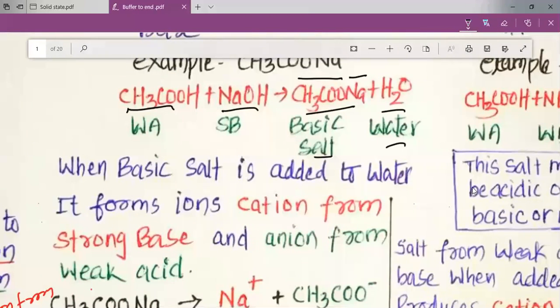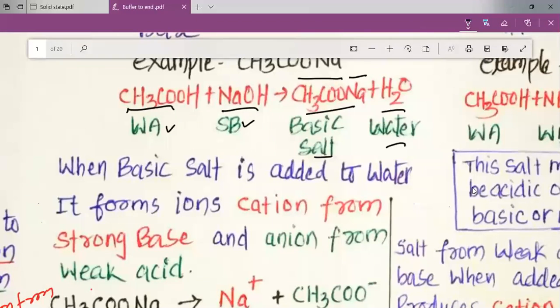Now we are well aware that this CH3COONa has two ions. One is Na plus and another is CH3COO minus. This CH3COO minus is the ion from the weak acid, and Na plus is the ion from the strong base. So Na plus, which is the ion from the strong base, does not undergo hydrolysis, but CH3COO minus undergoes hydrolysis, which causes OH minus to be produced, and these OH minus ions are responsible for the basic characteristics of the salt.